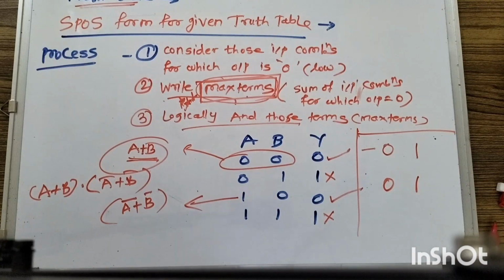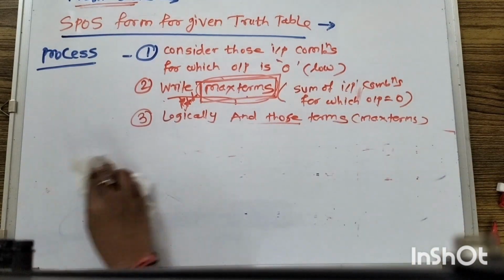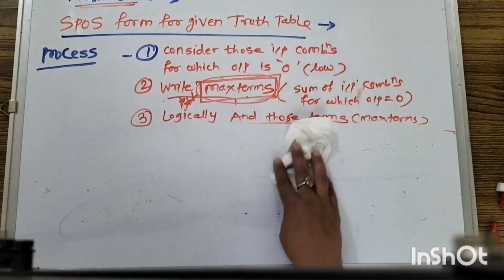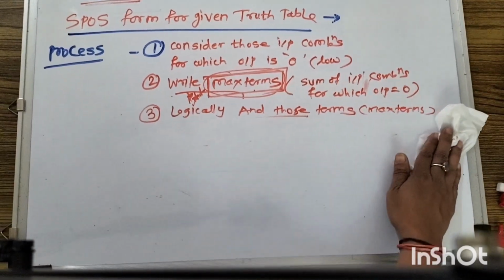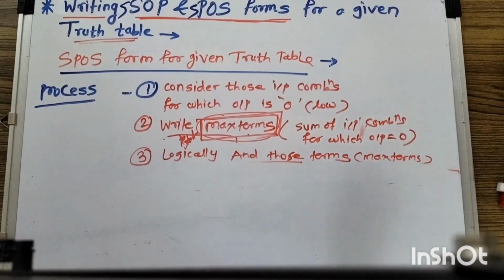But what is the tricky part? The tricky part is writing max terms, or the sum of input combinations for which output is 0. Max terms means you have to consider uncomplemented as 0 and complemented as 1. So this is a very important point to remember.